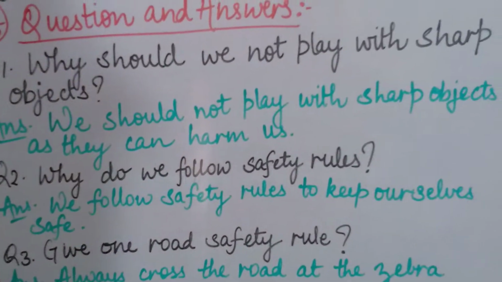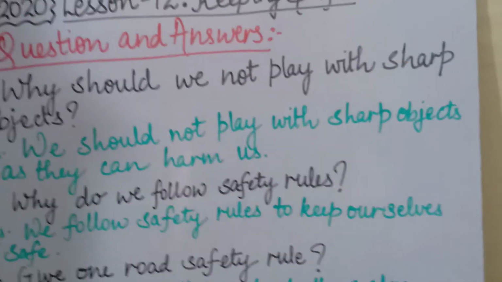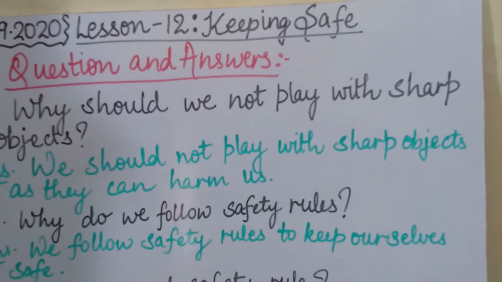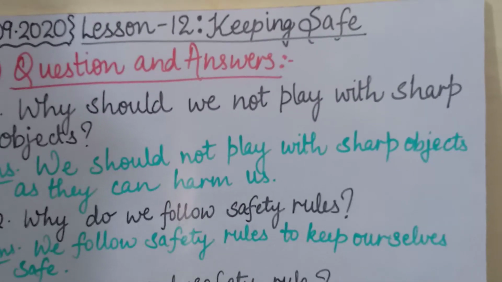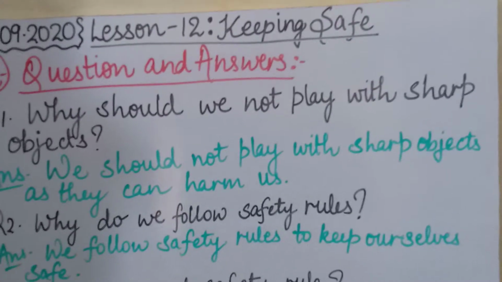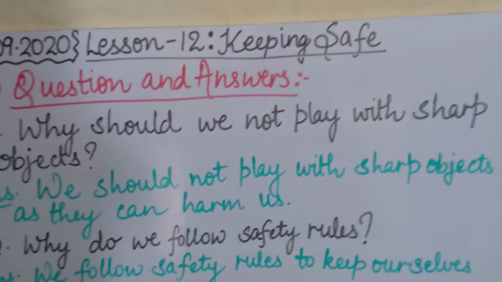what safety rules you should follow when you are in the swimming pool. Always swim in the presence of an adult. When you are going for swimming, please take your adults with you. Okay? There should be one or two adults with you. Okay? Do not push or pull anyone inside the swimming pool.